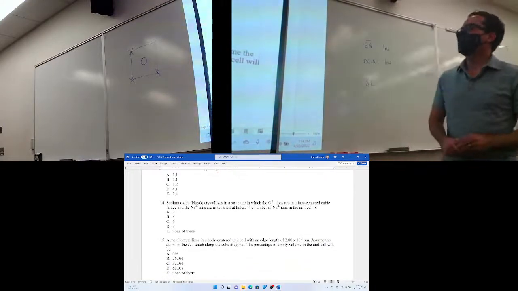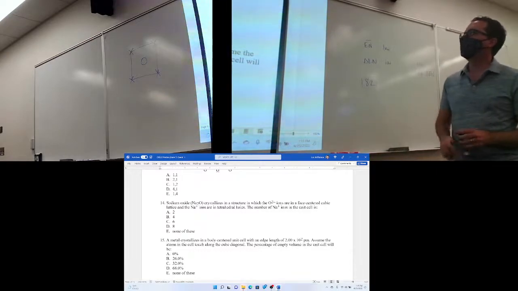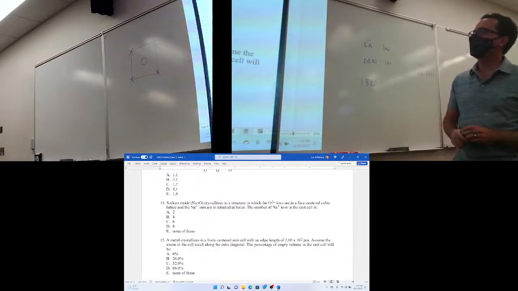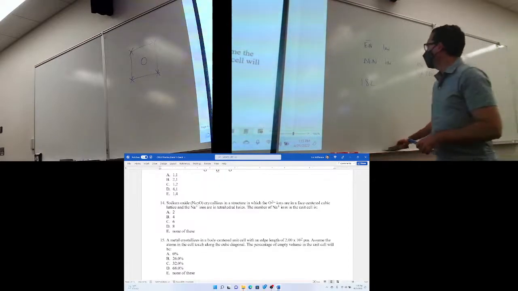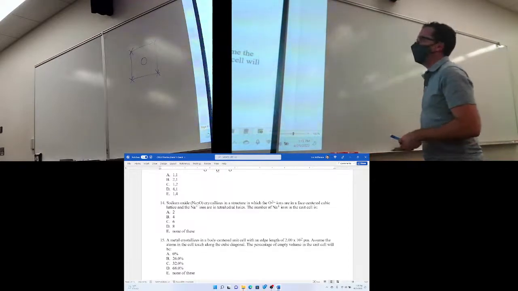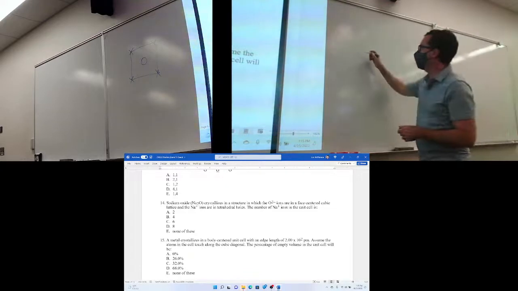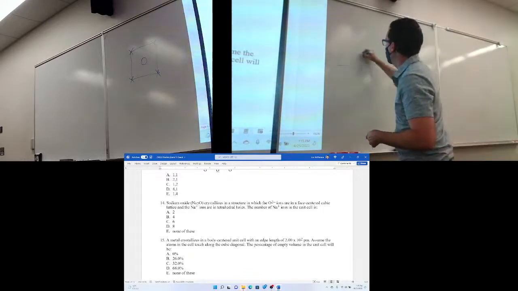Sodium oxide crystallizes in a structure in which the oxide ions are in a face-centered cubic lattice, and the sodium ions are in tetrahedral holes. The number of sodium ions in the unit cell is... So this is just being familiar with what the holes in that face-centered cubic cell look like.